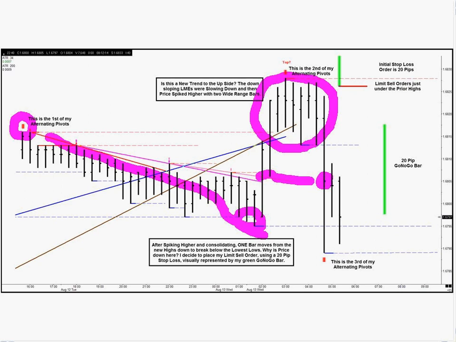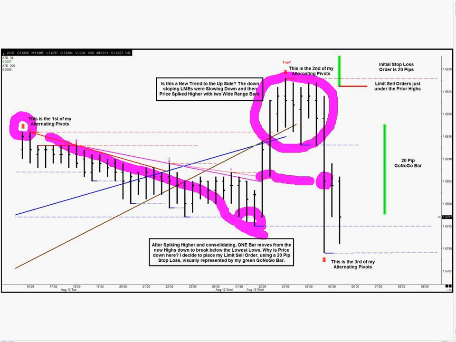Oh, you might have a better price here, but you're going to know so much more. You'll have confirmed that your idea that this is a top is probably right. Could you still be wrong? Just as I said at the beginning, of course you could.